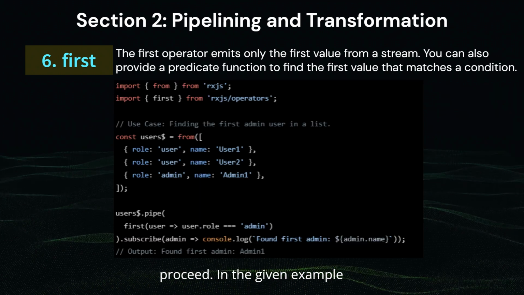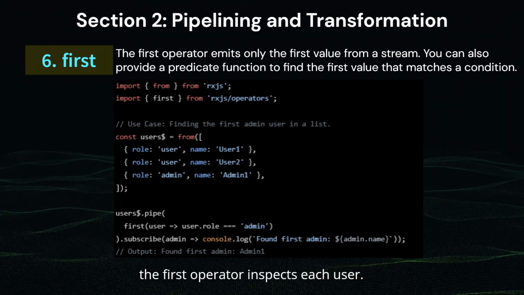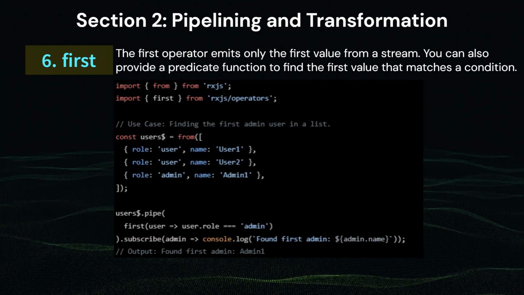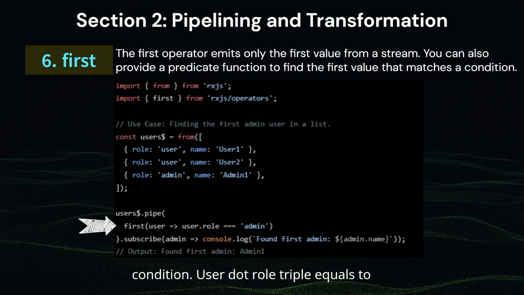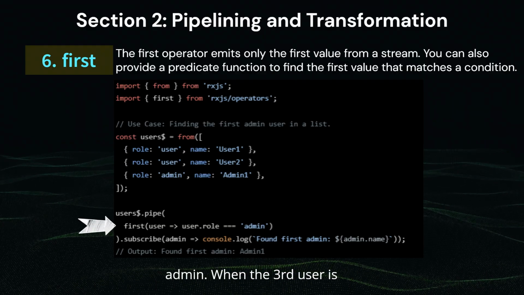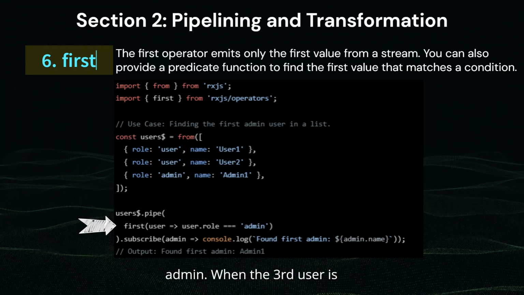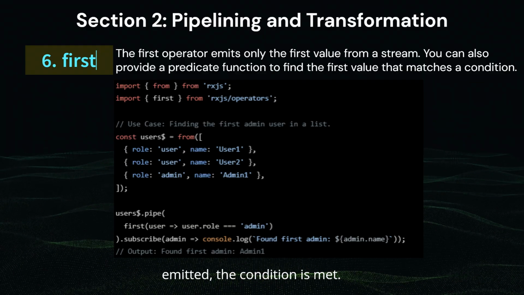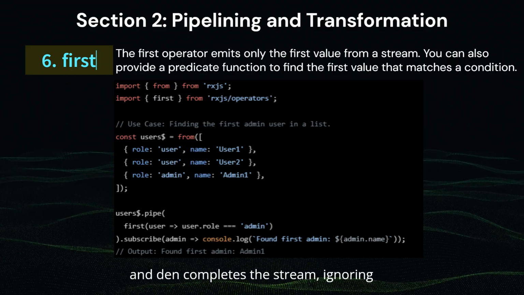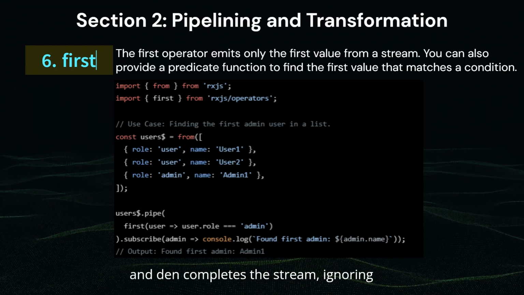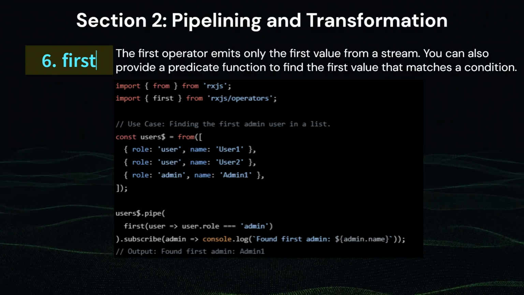In the given example, the first operator inspects each user. The first two users don't satisfy the condition user.role === 'admin'. When the third user is emitted, the condition is met. First immediately emits this user object and then completes the stream, ignoring any subsequent values.